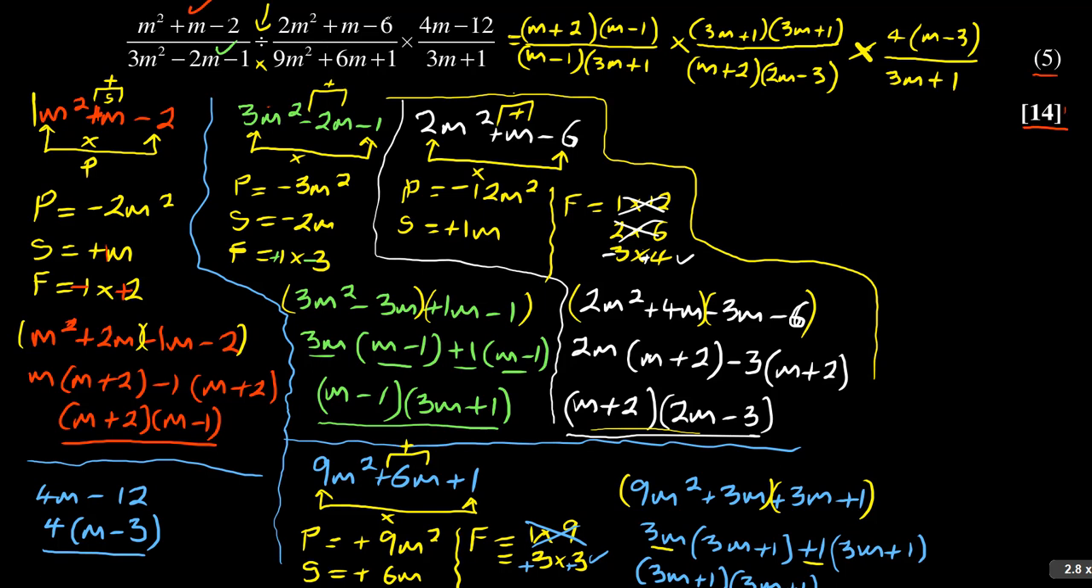Then what you need to do, then you need to cancel out whatsoever is common. So you can see m minus 1 will go. I need to close that bracket. And with m minus 1 gone, I can choose another one, 3m plus 1 and 3m plus 1. 3m plus 1 and 3m plus 1 is gone. And then I've got m plus 2 and I've got m plus 2, also that is gone.